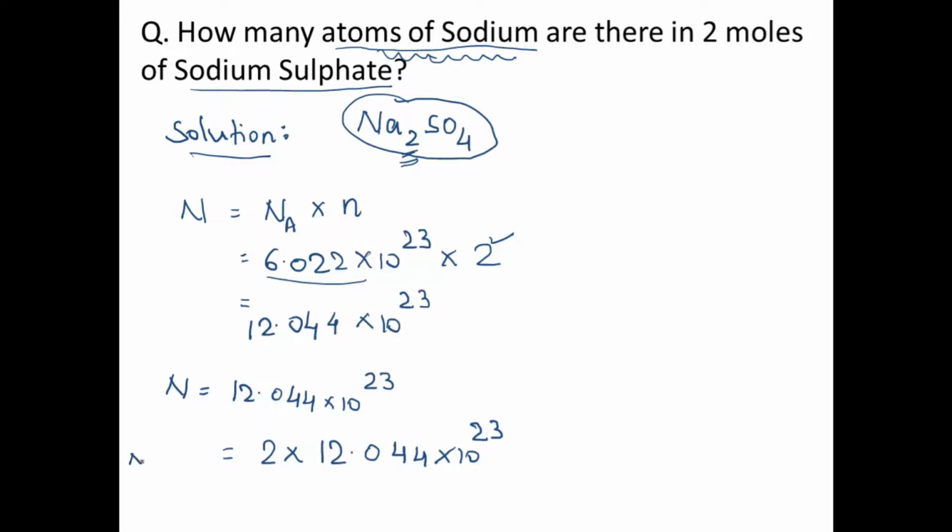So these are the number of atoms of sodium in sodium sulphate. If you solve it, it will come out as 10 raised to the power 23 and multiply 2 with this number. So this becomes 8, 0, and 2 times 12 is 24. You can shift the decimal and the power and you get the answer.